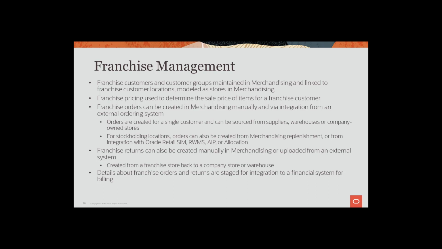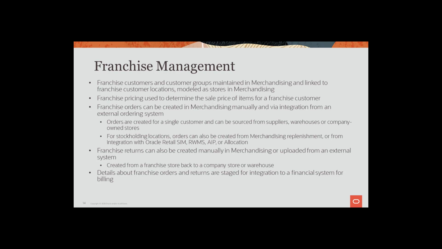Franchise locations and orders can be created in multiple ways: manually in merchandising, via integration from an external ordering system, or, for stock holding franchise locations, via merchandising replenishment or integration of orders from Oracle Retail applications such as SIM, RWMS, allocation, or advanced inventory planning. Orders can be created for multiple item and customer locations from a single customer and can be sourced from suppliers, warehouses, or company store locations. Once the order is approved, POs and transfers will be created to manage the movement of inventory between locations.